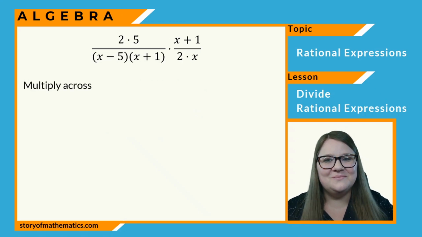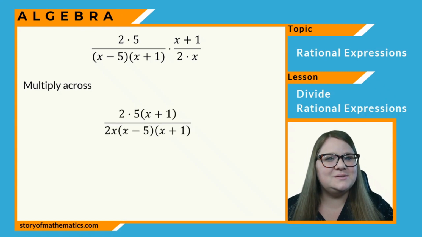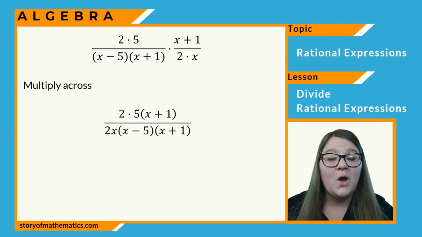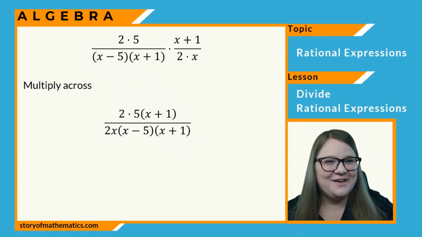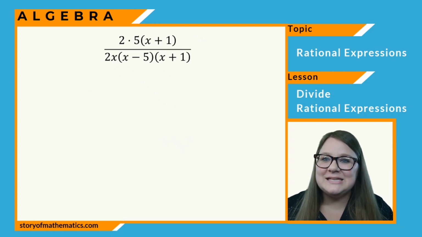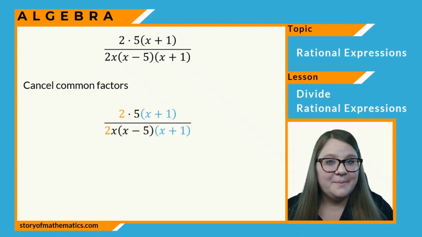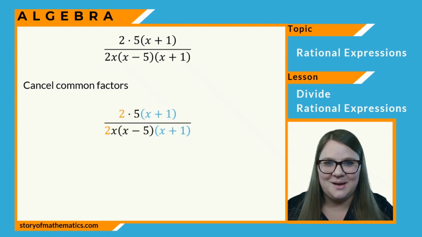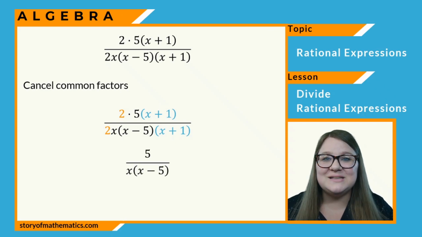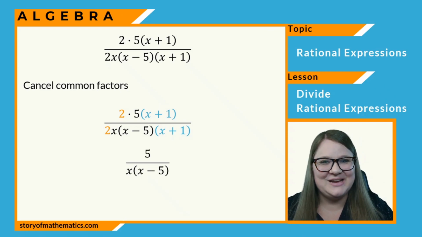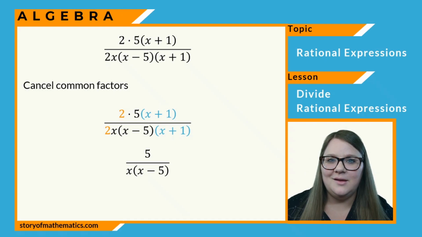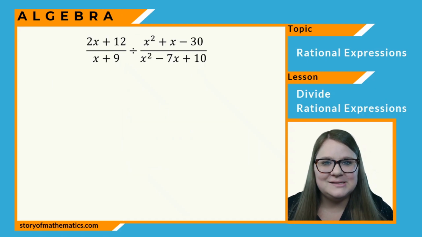So now I'm going to be able to multiply across, which gives me 2 times 5 times x plus 1 over 2x times x minus 5 times x plus 1. At this point, I'm going to be able to cancel common factors. So you can see I have a 2 on the top and bottom and an x plus 1 on top and bottom. Once I get rid of those, I'm left with 5 over x times x minus 5 as my final answer.